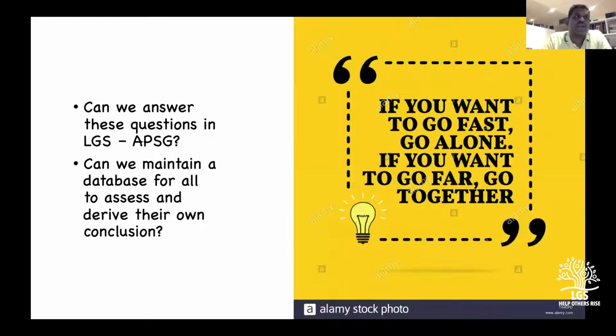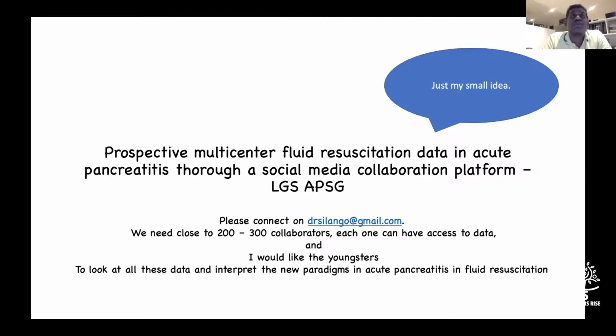And the second question is, can we maintain a database for all, especially our younger members, to assess and derive their own conclusions about the disease nature? This probably was a very common one. I'm sure with a large group like this, we may be able to answer many more questions in acute pancreatitis. Like they say in Africa, if you want to go fast, you go alone. But if you want to go far, go together. I wish we could go further.